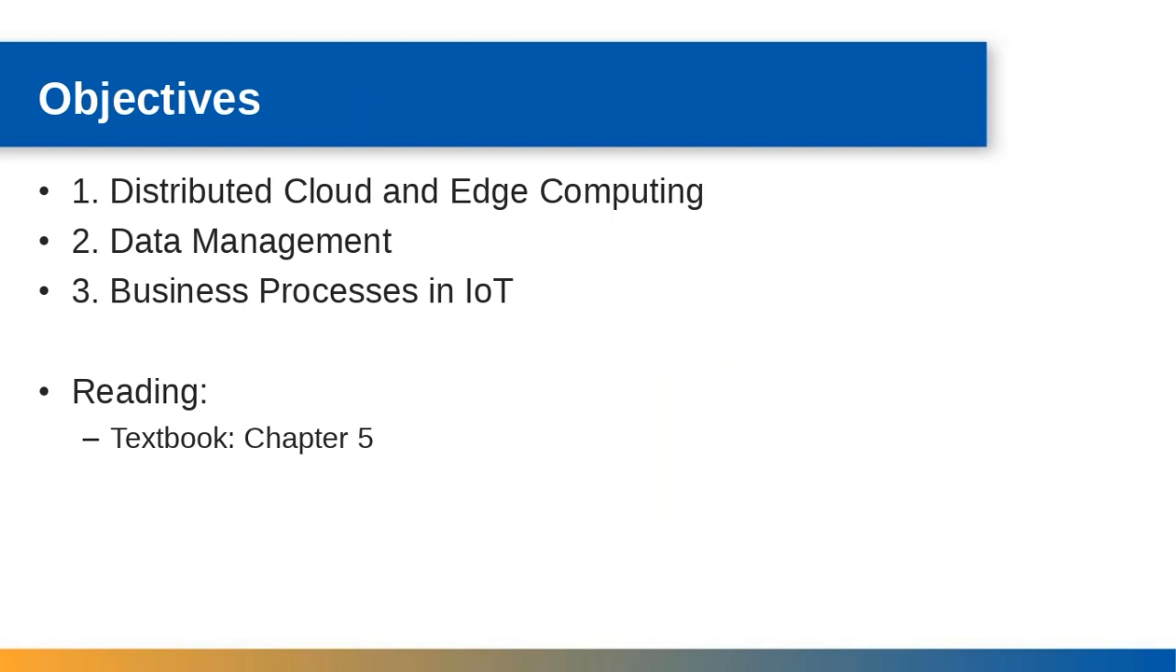Basically, you have heard of cloud computing, edge computing somewhere, maybe. But what do they actually mean? That's what we will cover in this chapter. We'll also talk about the data management and business processes in Internet of Things. So the content for this chapter also comes from chapter 5 in the textbook.